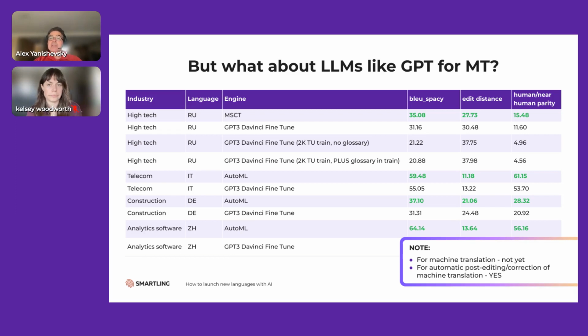Right? So that's why you have this note here that says, well, for machine translation, we wouldn't recommend using LLMs just yet, which begs the question, well, okay, so what do we do now? What are these LLMs good for, right? And what we find that they're amazingly good for, right?